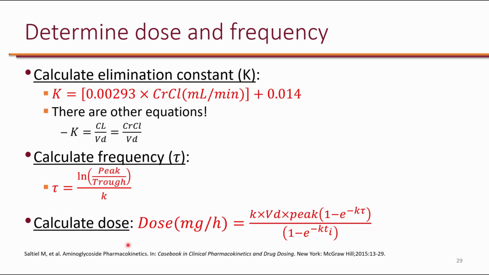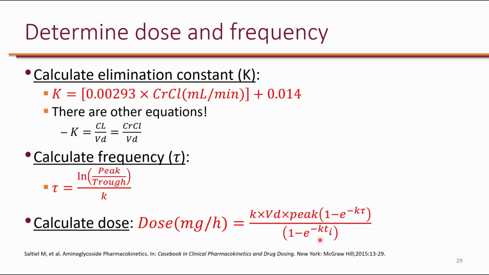So once you figure out the tau, after you round it to something realistic, you're going to use this equation to come up with a dose. So let's say you found a tau of 5 and rounded it to 6, so you're going to use 6 in this equation. You use the K that you got from up here. You put the target peak that you want. You put the volume of distribution from previous slides, and the K again. And here you put the time of infusion. So for simplicity, we're going to infuse aminoglycosides over 1 hour. So you just plug in 1 here.